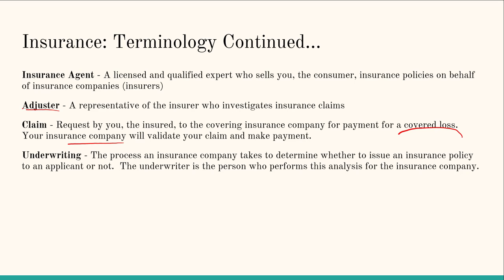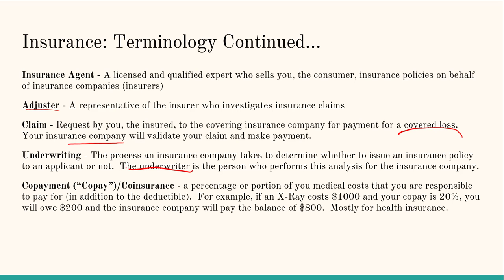So the more risky you may be to insure, for example, if your house is in a wildfire area, the insurance premium is going to be higher because the risk is higher. So the insurance company, though they may choose to insure you, is going to charge you more to do it because they're taking more risk to give you insurance. And the underwriter is an employee of the insurance company that performs this analysis.